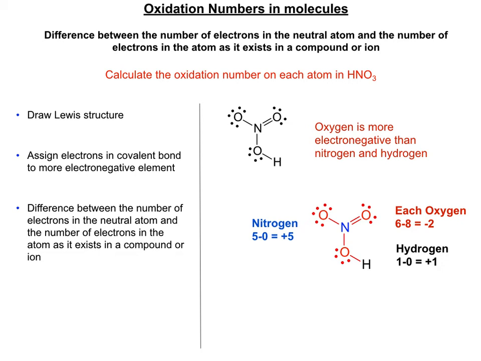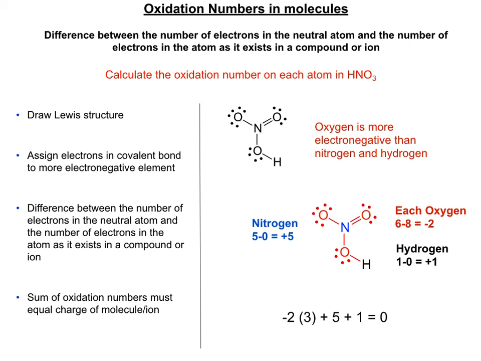The last thing we should do is just make sure that the sum of all of the oxidation numbers of all of the atoms is equal to the charge of the molecule or the ion. So we're dealing with a neutral molecule, so if we add up all the oxidation states, we should get 0. And so indeed that's the case, where we have 3 atoms with a -2 oxidation state, your oxygens, nitrogen's positive 5, and hydrogen's positive 1. So if we add those together, we do get 0.